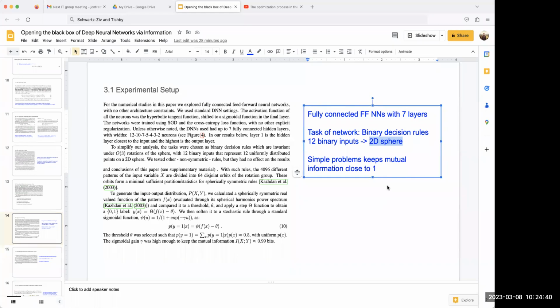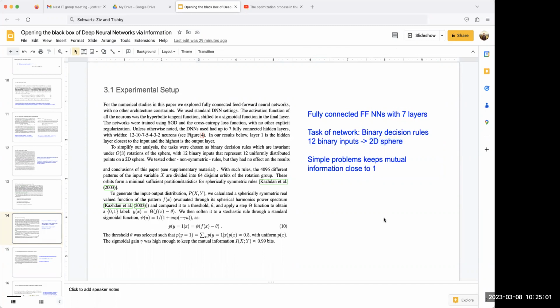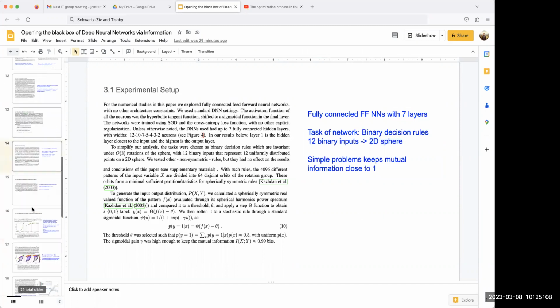Since this is a very simple problem that they're trying to solve with the neural network, the mutual information is very close to 1 that they're dealing with. So that's the mutual information of the input data X and Y that is very close to 1. So they have the potential to maintain almost all of the information through the network. So this is a way that they can test the network, the processing of the network itself.